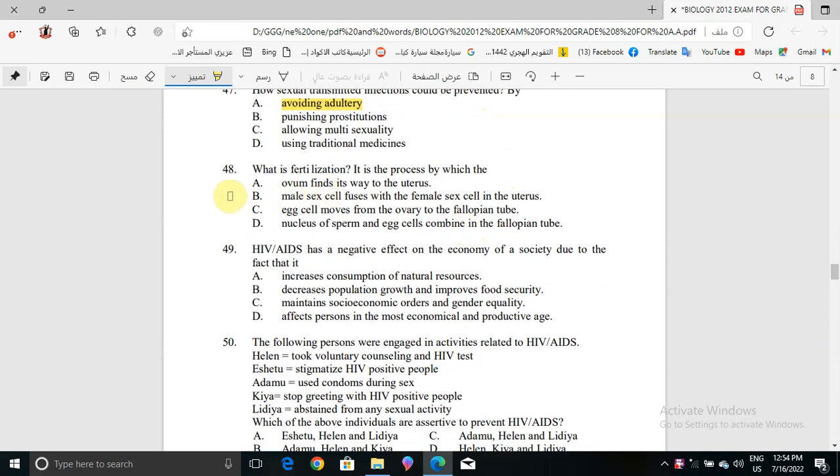Okay, now question number 48. What is fertilization? Is it the process by which the ovum finds its way to the uterus? No. Male sex cell fuses with the female sex cell in the uterus? No. Egg cell moves from the ovary to the fallopian tube? No. Nucleus of sperm and egg cells combine in the fallopian tube? Yes. This one is the correct answer.